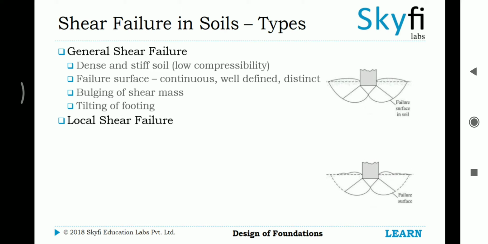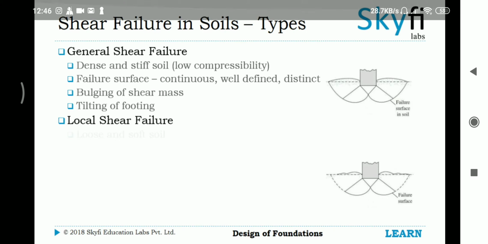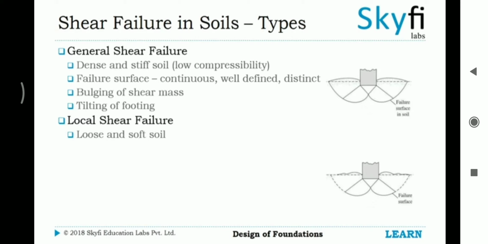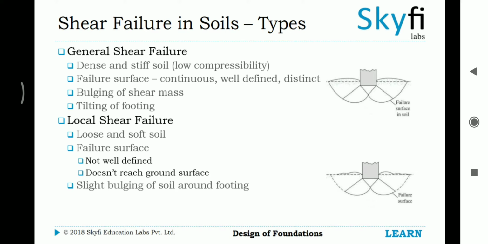The local shear failure is seen in relatively loose and soft soil. In this case, the failure surface is not well defined, and it doesn't reach the ground surface. A slight bulging of soil around the footing is observed. There is no sudden failure or tilting of the footing, in this case.